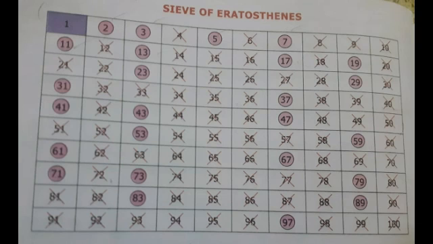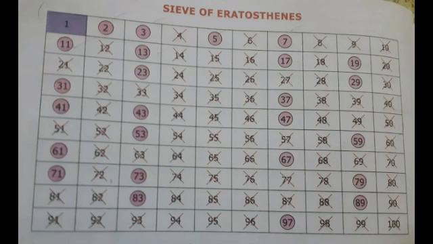Why? Because it has only 2 factors, 1 and 2. That means it will come only in the first table and the second table, because it won't come in other tables. In the same way we can do for the third table, fourth table, fifth table, till the last number 100, and you can complete it, my dear students.